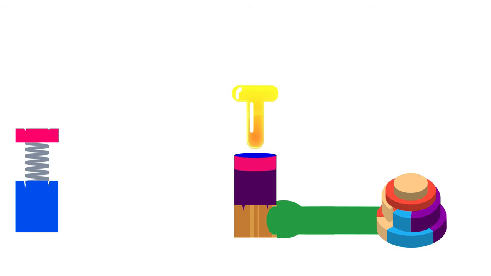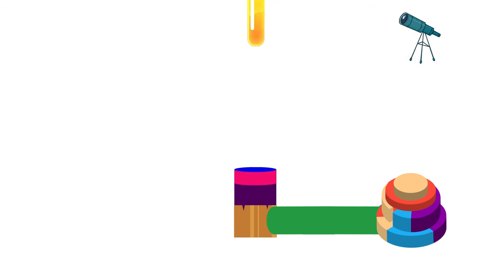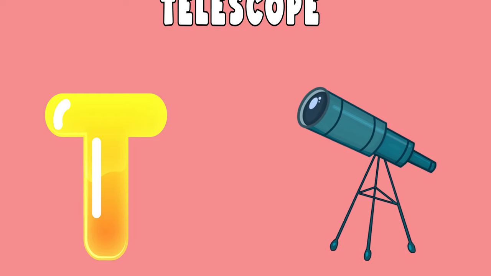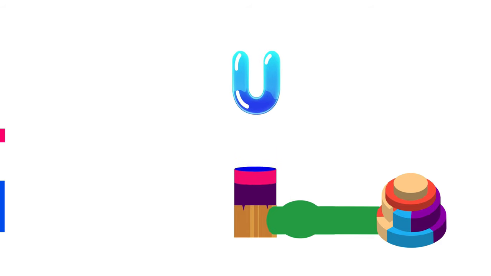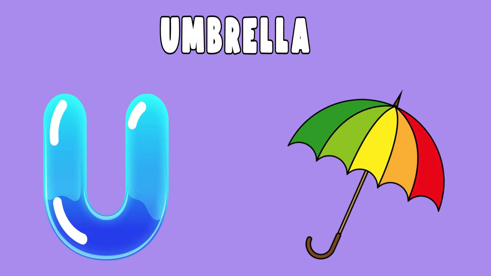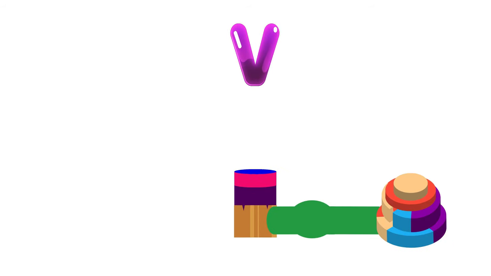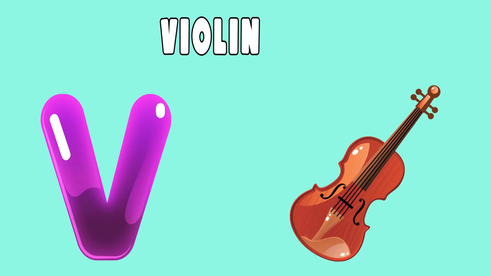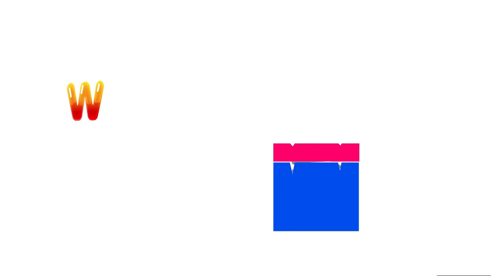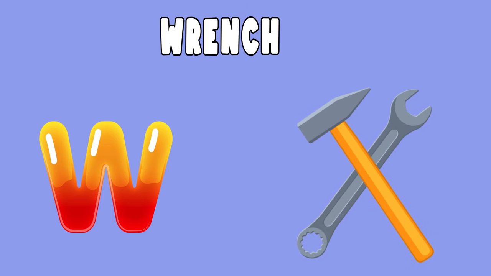T is for telescope. U is for umbrella. V is for violin. W is for wrench.